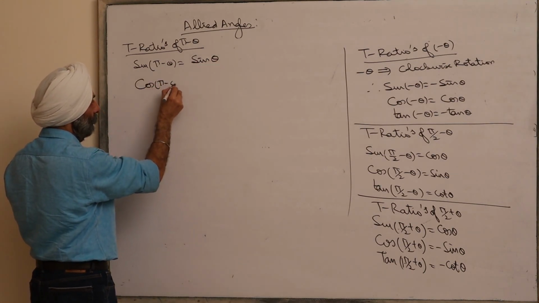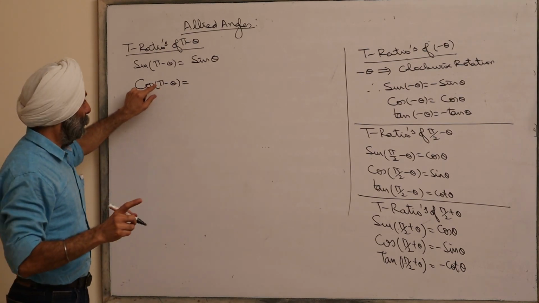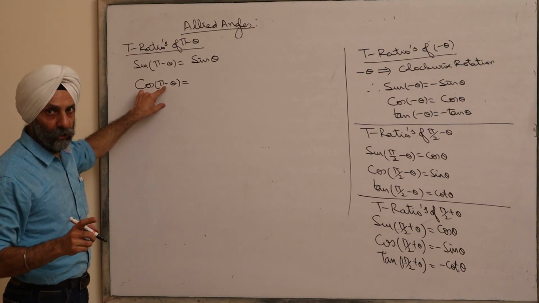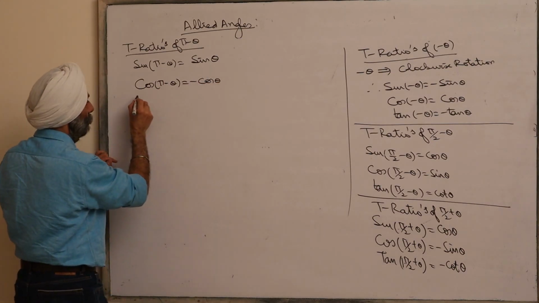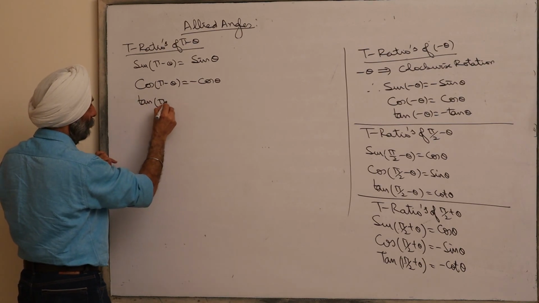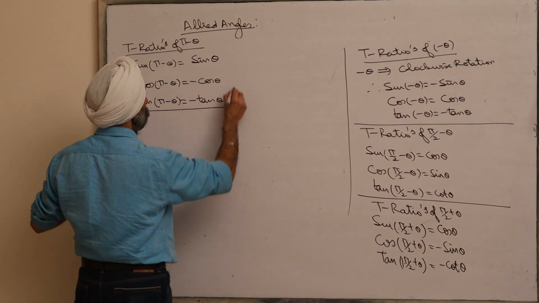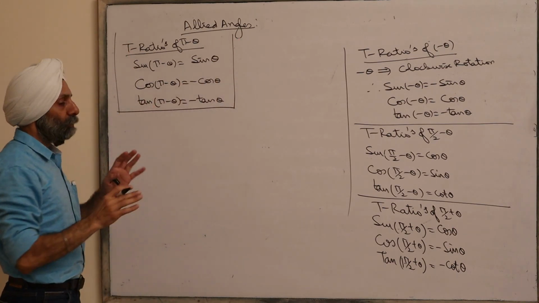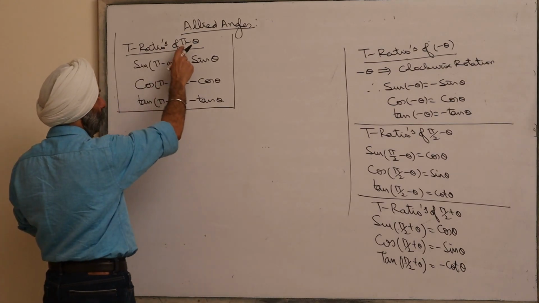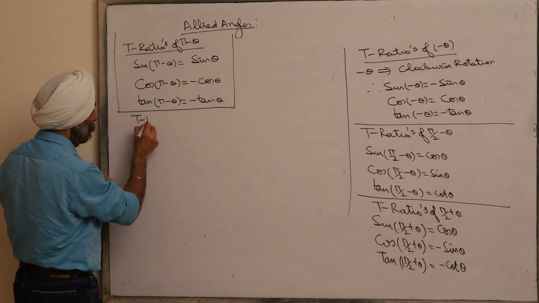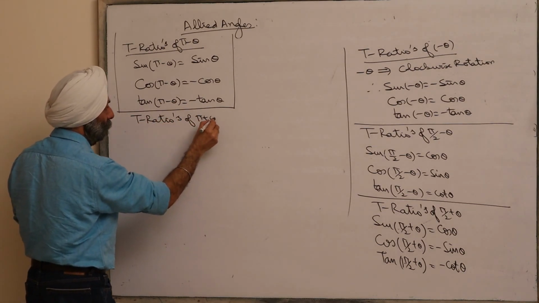Cos of 180 minus theta. Now this is the angle in the second quadrant. Here it is an even multiple of 90 degrees, so the T ratio will remain the same, but it is minus cos theta. Now tan of 180 minus theta, second quadrant, it is minus tan theta. So this way we have the T ratios of 180 minus theta.